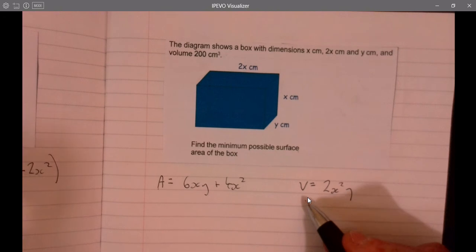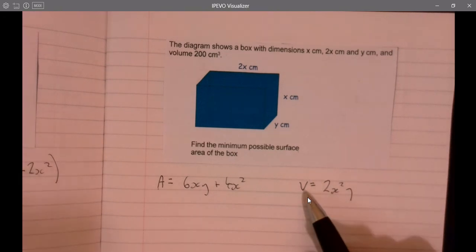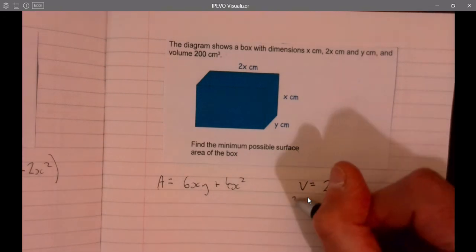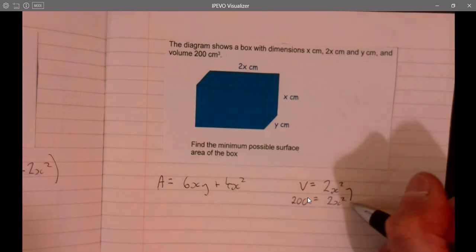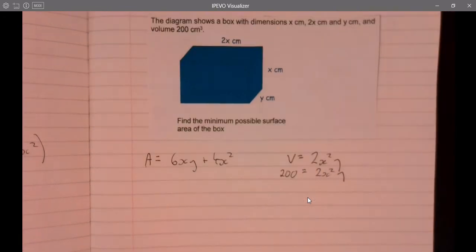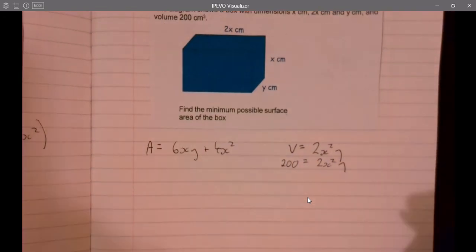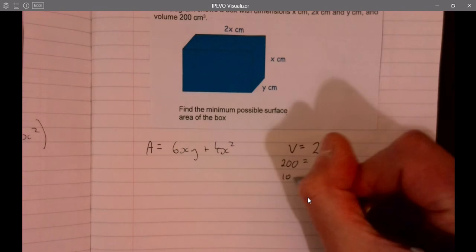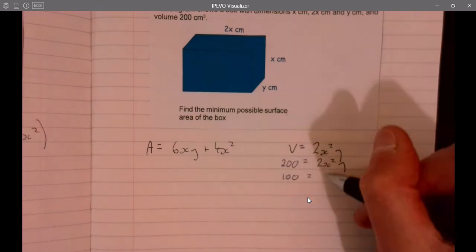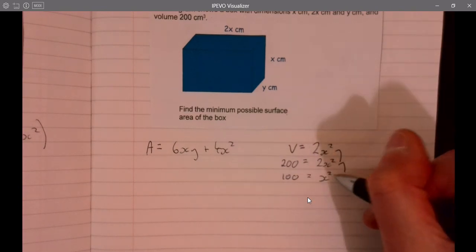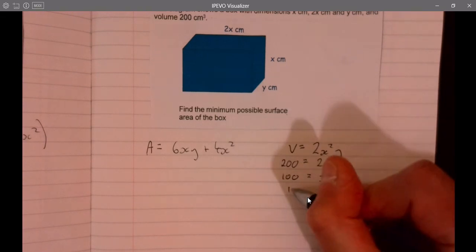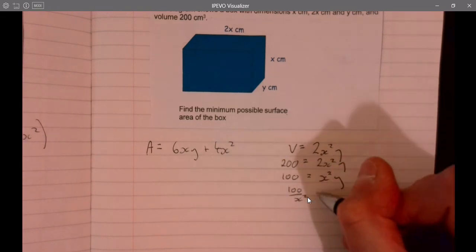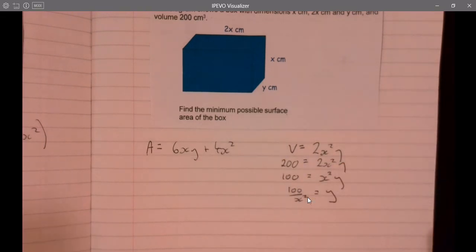This time, though, we happen to know the volume, so we're going to write that in there. So 200 equals 2x squared y. Right, so it might seem sensible to divide both sides by 2, sorry. Remember we want to get y equals, so divide both sides by x squared. There we go. Right, so now we've got y.